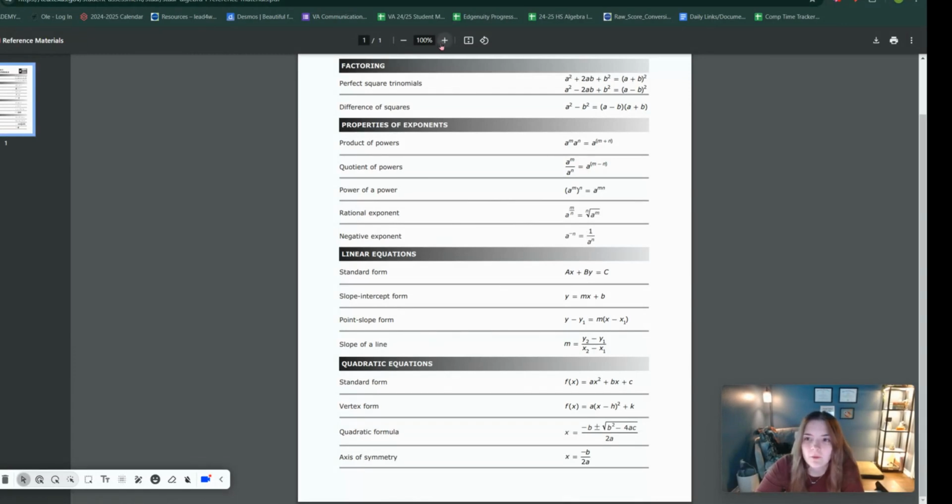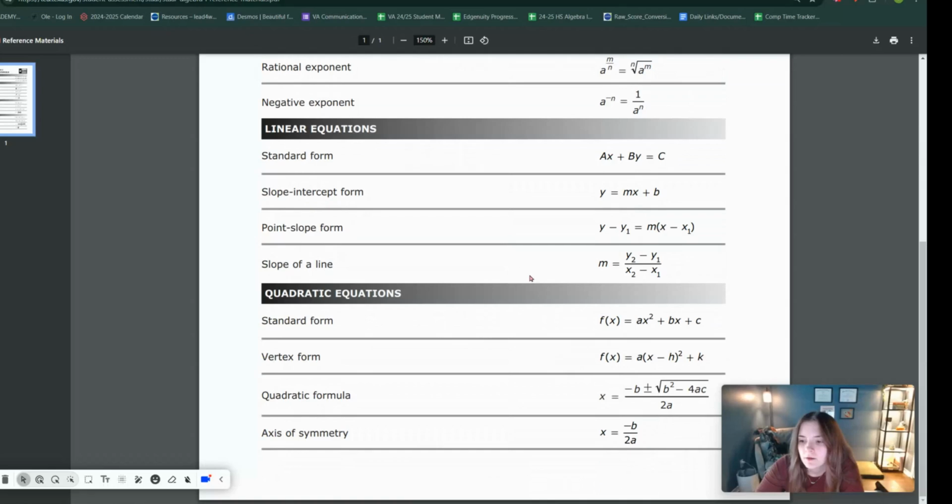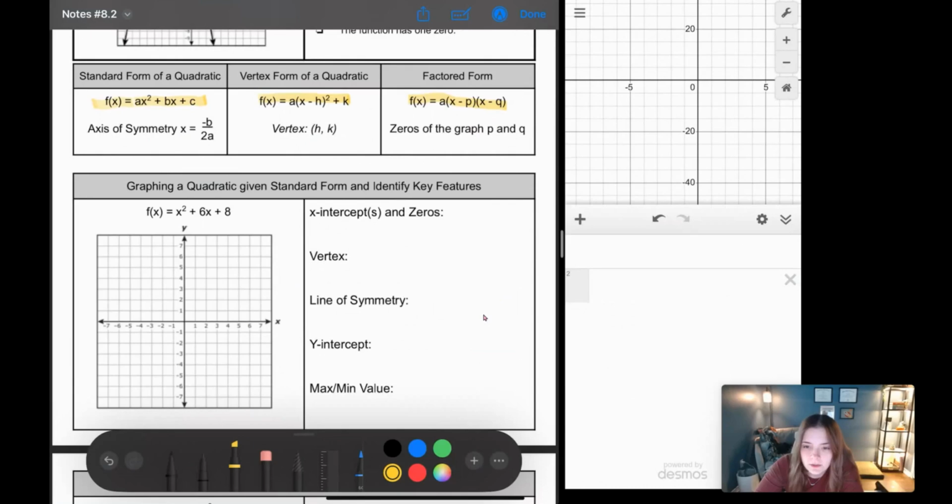That is why they will give you a formula chart with each of these on it. Okay, they're all right here. Standard form, vertex form, quadratic formula, axis of symmetry, they are all right here for you. You are not expected to memorize those. This will be given to you, okay? So let's take a look at them and take a look here at our problems.